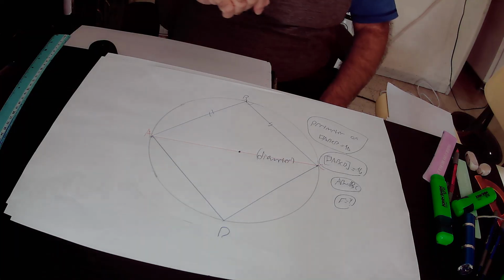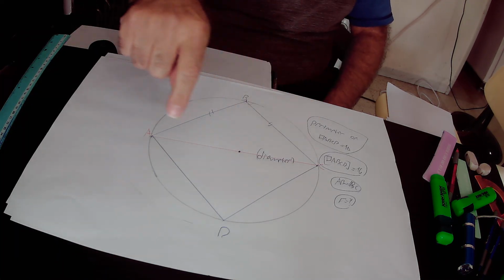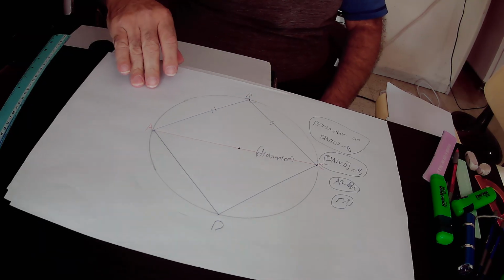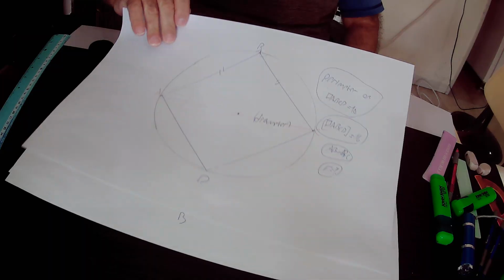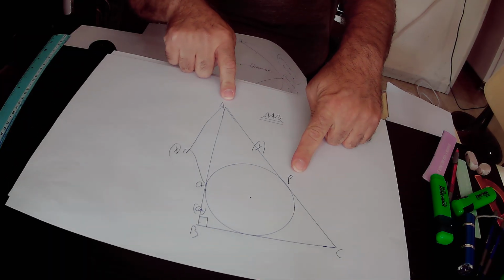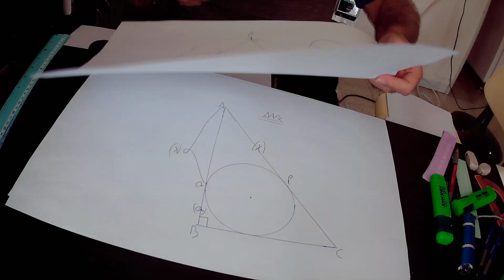Now in this lecture we'll answer two questions. In the first question we find out the radius of this circle that blocks quadrilateral ABCD, and in the second question we find out the length of this line segment AP that is equal to x. We have to find out the value of x. So we start with the first question.